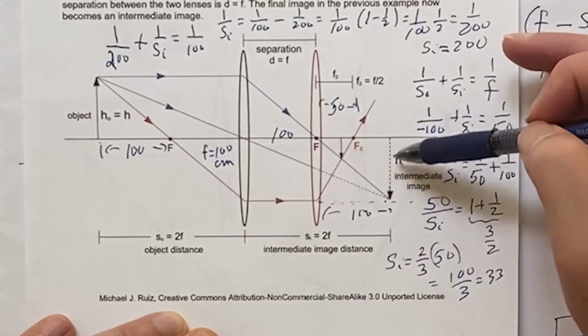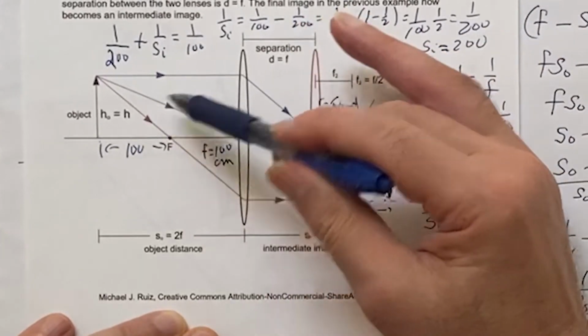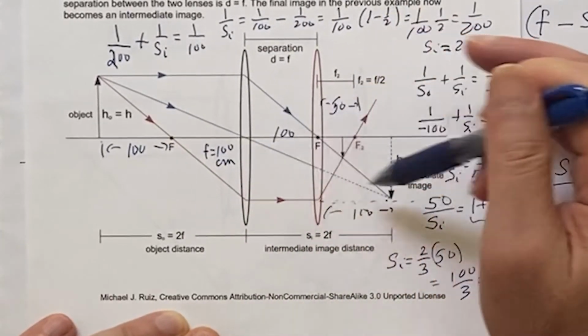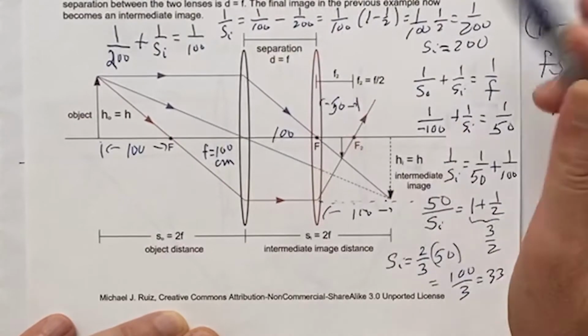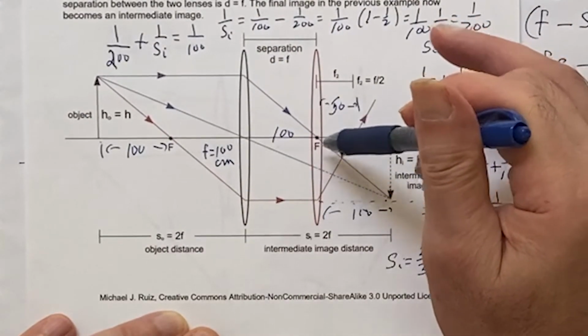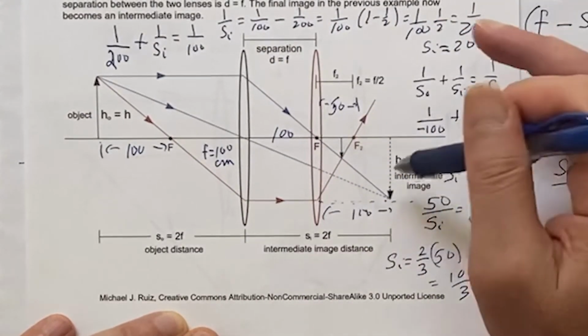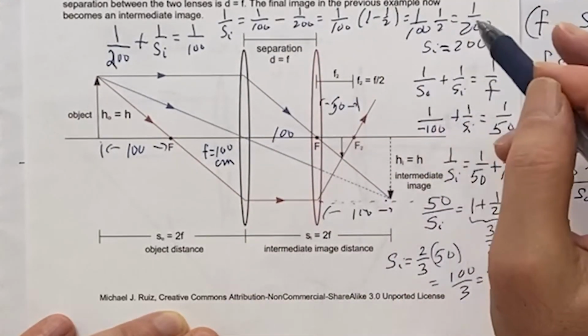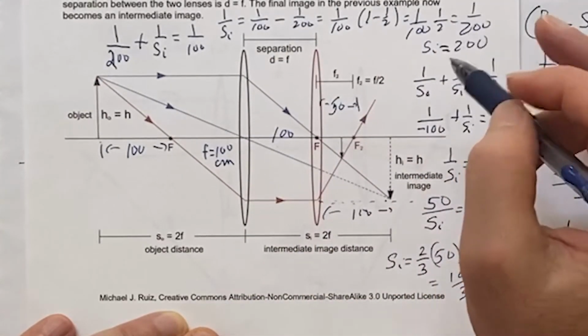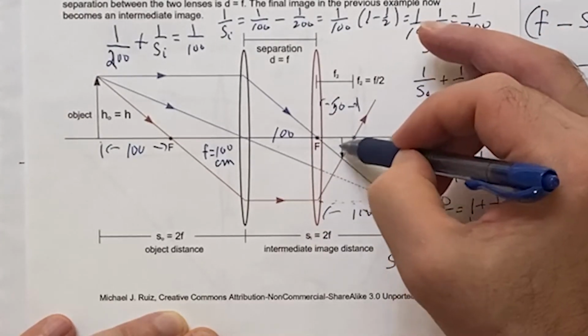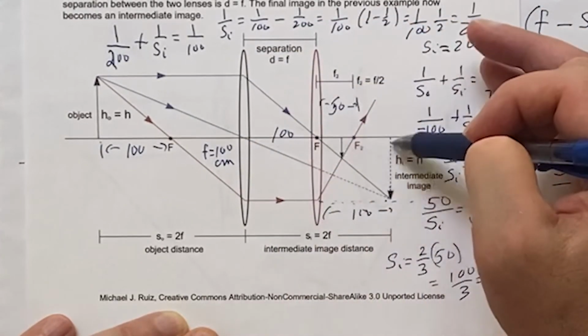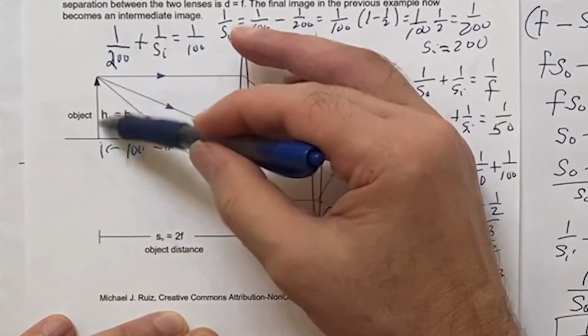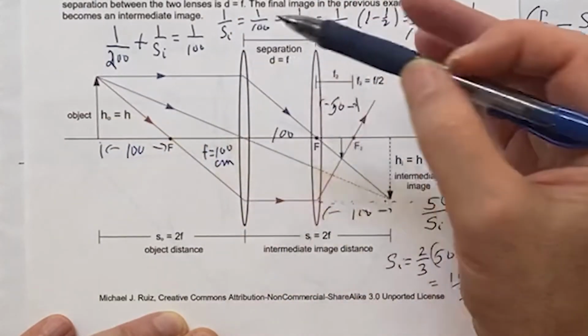So I wanted to show you how to handle an intermediate image. You just find the image for the first lens, and if it's to the right of the second lens, use a negative sign. If it were on this side, there'd be no problem; it'd be in the middle and to the left. And what about the magnification? It looks to me that this thing is maybe 1/3 of the height or something.